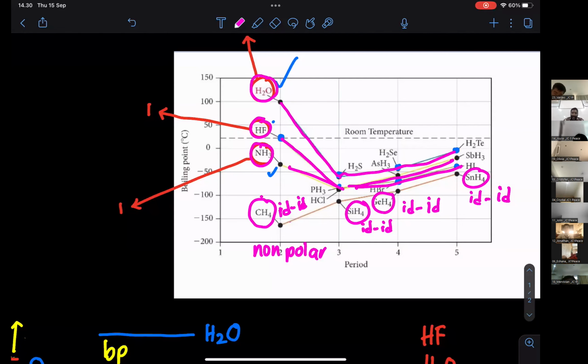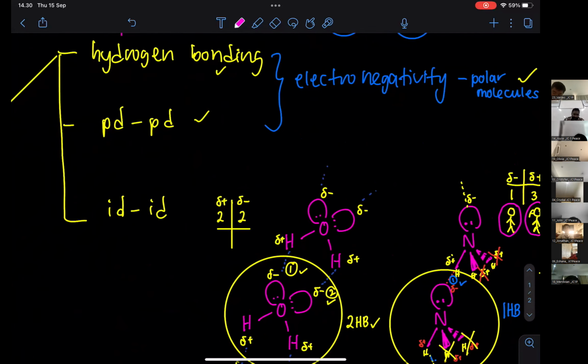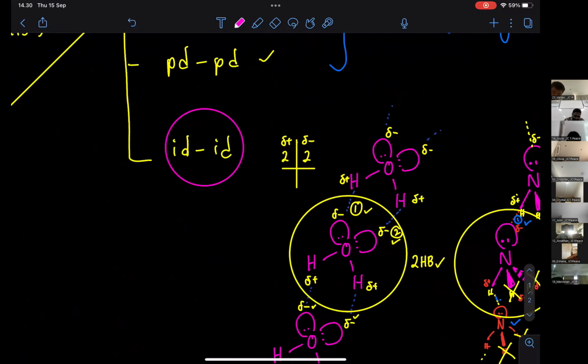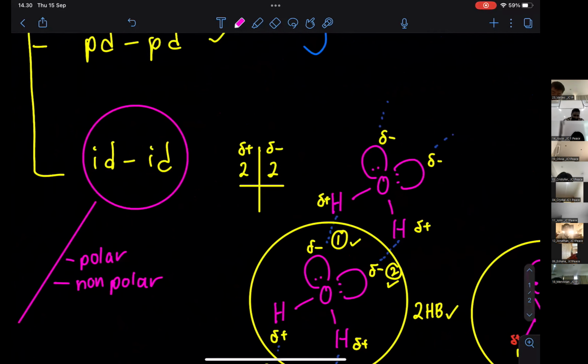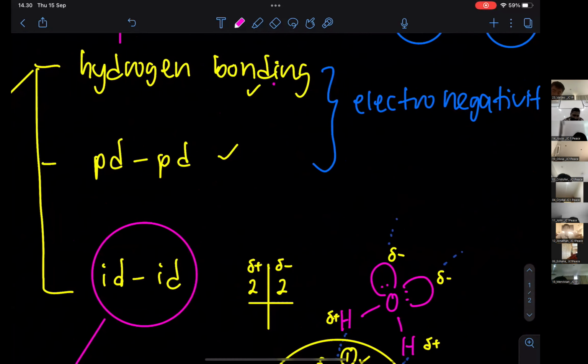Coming back to here. When we look at ID-ID, it is not only for non-polar molecules. It is important to take note that it is for both polar and non-polar molecules. Non-polar molecules only have ID-ID. Polar molecules can have hydrogen bonding if they have hydrogen and N, O, F. If they don't have that, then they only have PD-PD.